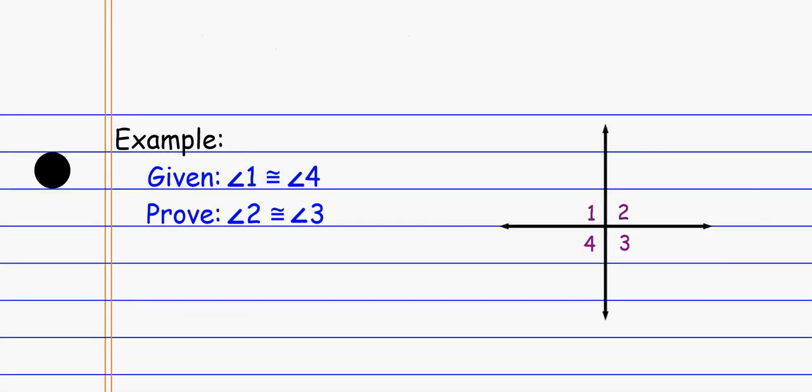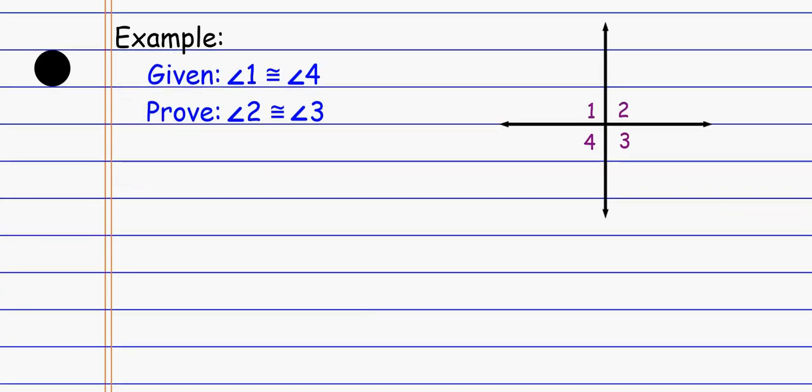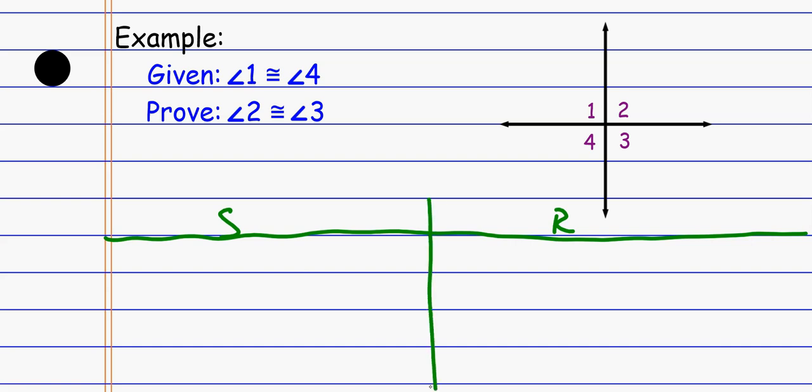How about something like this guy? Given that angle 1 and angle 4 are congruent, I want to prove that angle 2 and angle 3 are congruent, all right? So ready? Statements and reasons here. I'm going to start with what I know.